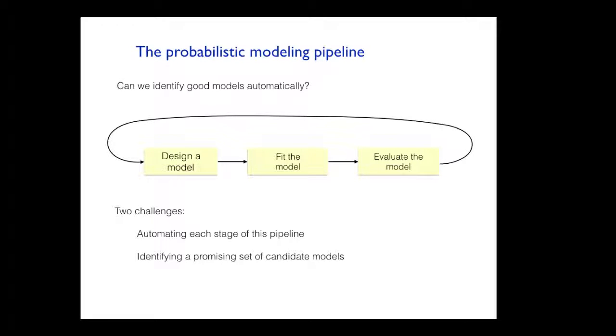And so if we want to automate model selection, then one of the challenges is that we'd need to automate each stage of this pipeline. We'd need to automate the design of the model, fitting the model, and evaluating the model. And the other challenge is that the space of models that we consider as machine learning researchers is huge. And so how can we narrow the space down into something more manageable that we can explore algorithmically?